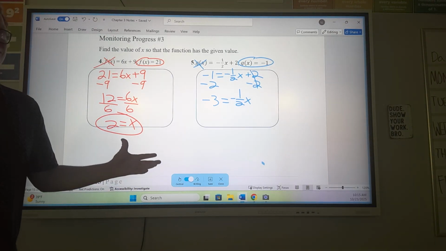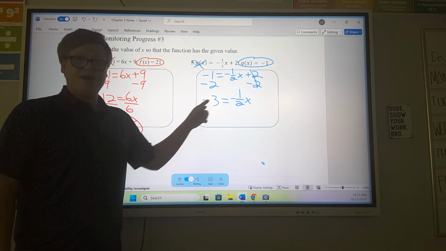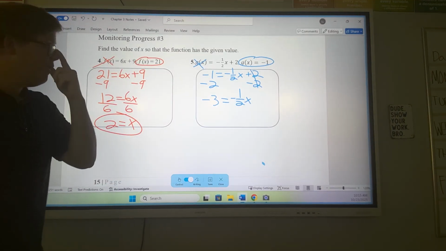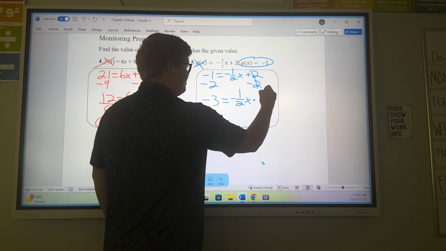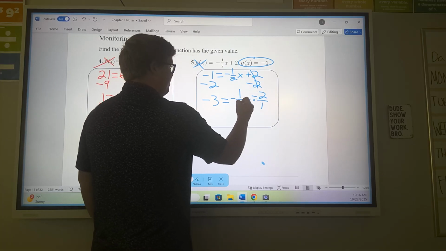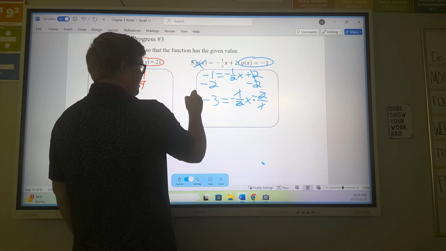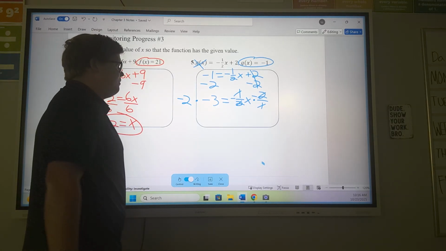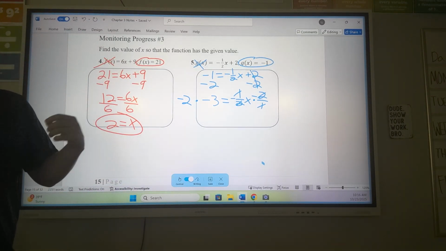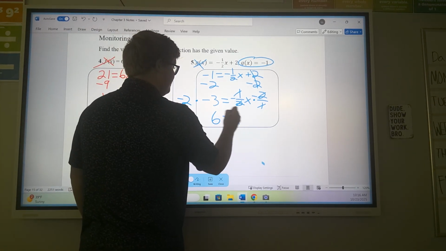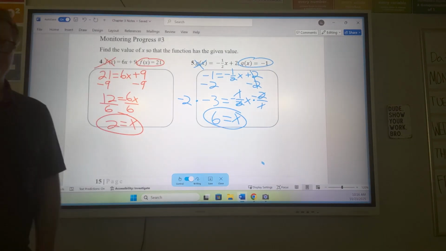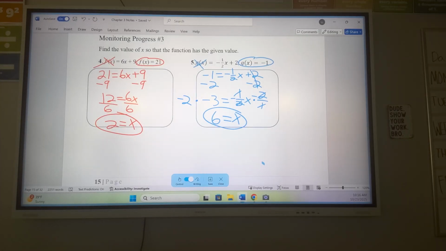And again, this is a situation where you can either divide both sides by 1/2, or we can multiply by the reciprocal. When we are dividing by 1/2, we are technically multiplying by 2 over 1, which is just 2, right? So we are multiplying this by negative 2. Negative 3 times negative 2 is positive 6. So 6 equals x. Make sure you get those both right. If you do, you're ready to move on. It's the homework.